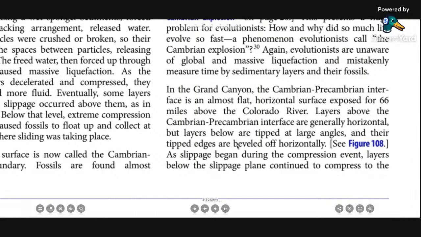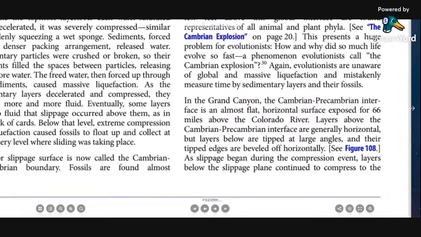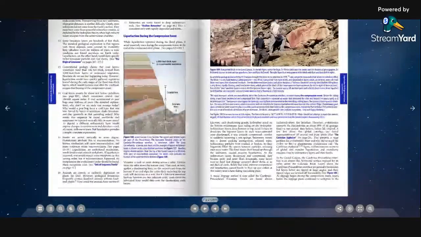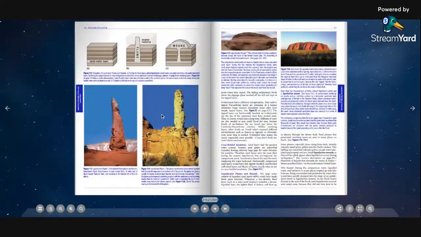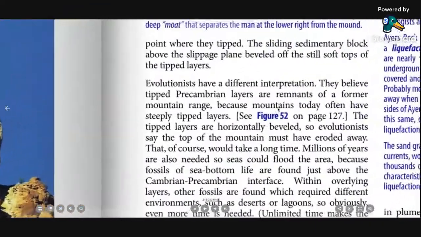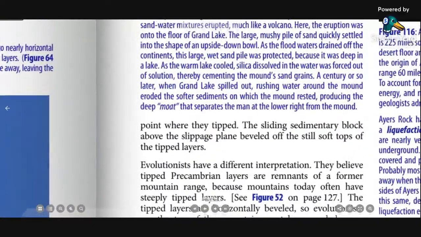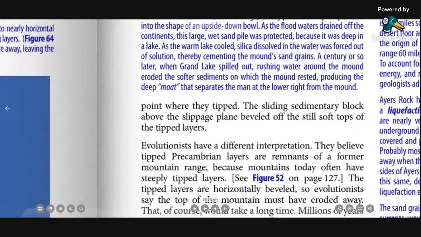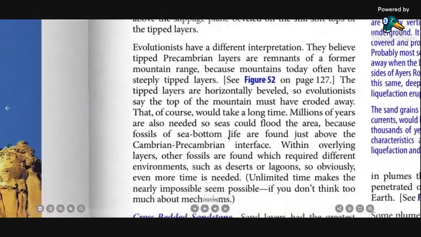Their tipped edges are beveled off horizontally. Layers above the Cambrian-Precambrian interface are generally horizontal, and layers below are tipped at large angles. As slippage began during the compression event, layers below the slippage plane continued to compress to the point where they tipped. The sliding sedimentary block above the slippage plane beveled off the still soft tops of the tipped layers. Evolutionists have a different interpretation.